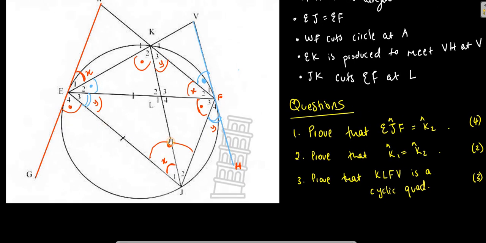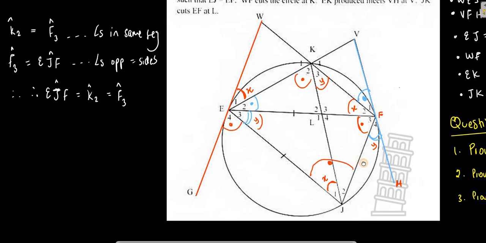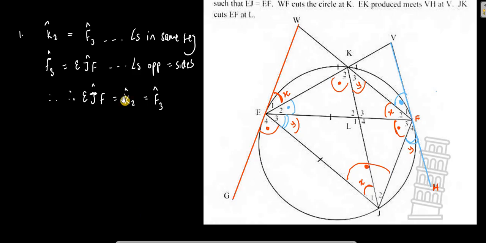Number 2, we need to prove that K1 and K2 are equal. So where is K1? So this is K1 here. We need to prove that this K1 is equal to K2. Right. Now, how can we do that? K1 and K2, how can we prove that they are equal?